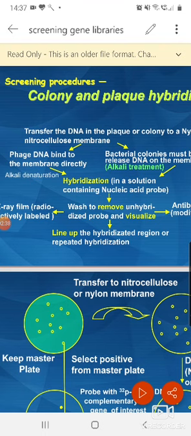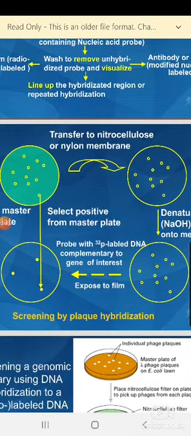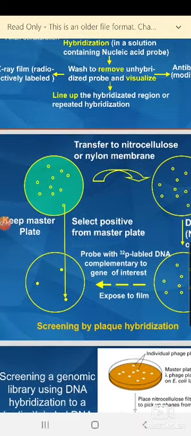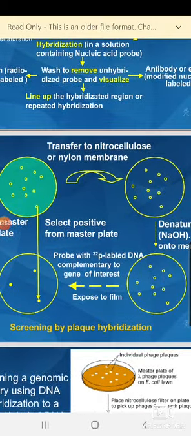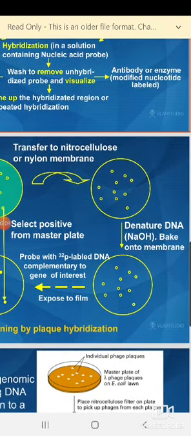Let us go into a little more detail. The next slide is showing transfer to a nitrocellulose or nylon membrane. This green one is your master plate, from which you have cut the nitrocellulose membrane in a circular manner, and that is your replica plate. You transfer your colonies there. Once that is done, you denature the DNA with sodium hydroxide. I told you that you need to make it an irreversible transfer, so you need to bake it. You can do UV cross-linking also.